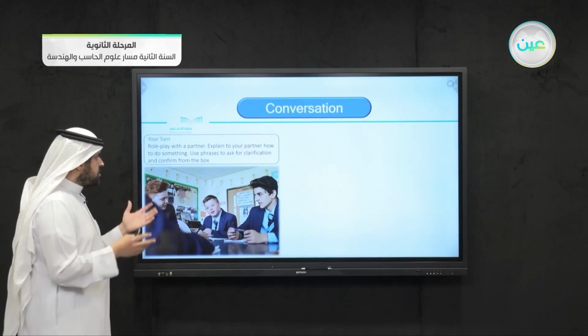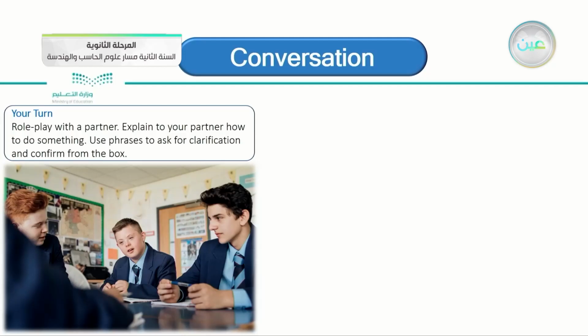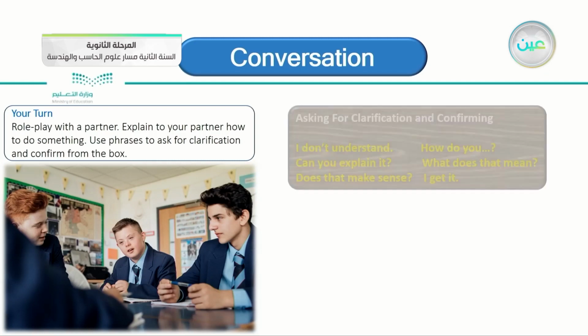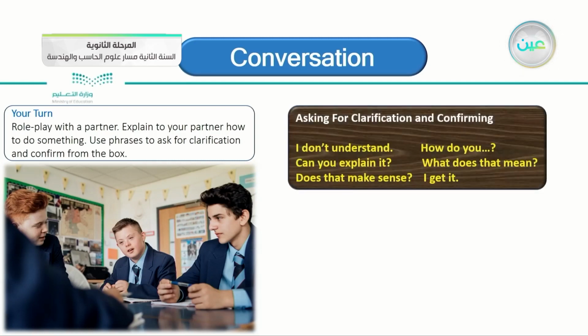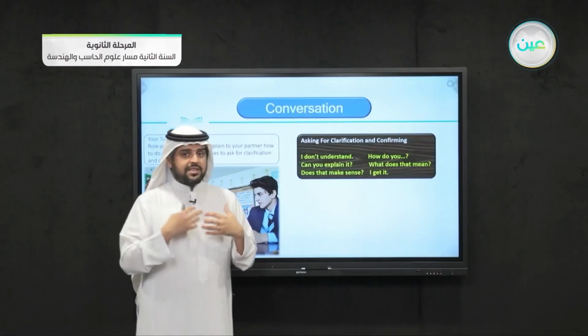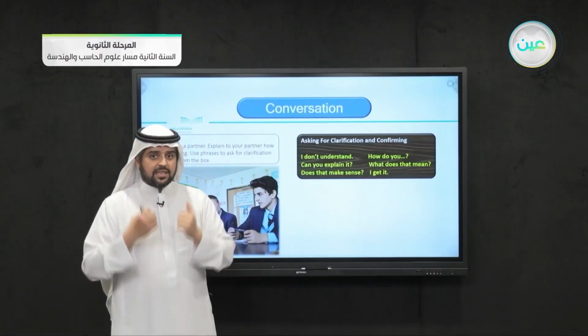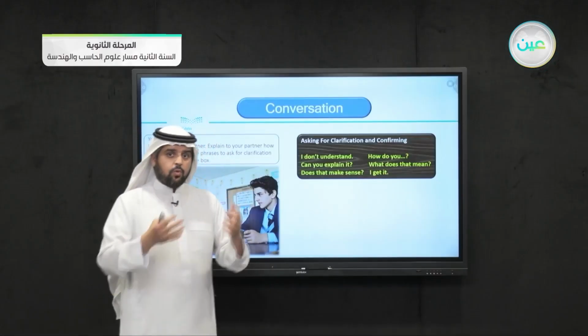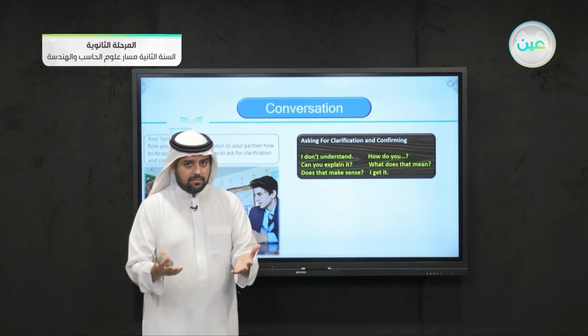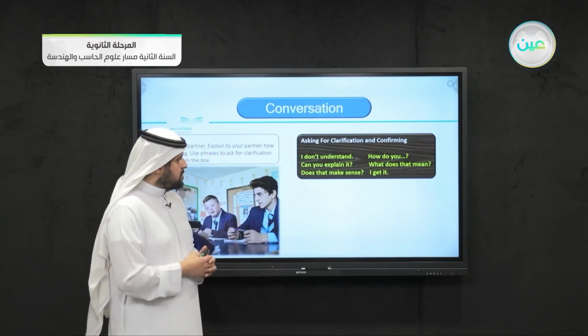This is the your turn part. Role play with a partner. Explain to your partner how to do something. Use phrases to ask for clarification and confirm from the box. So this is the box, asking for clarification and confirming. You ask for clarification when you don't understand something. Once you understand it, you confirm by saying some of these words in the box.